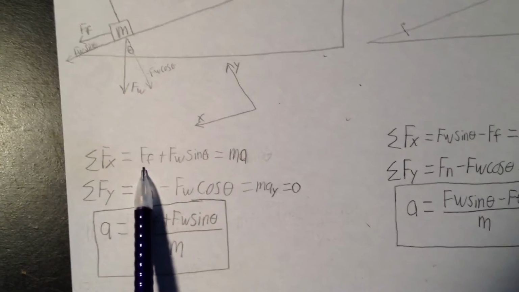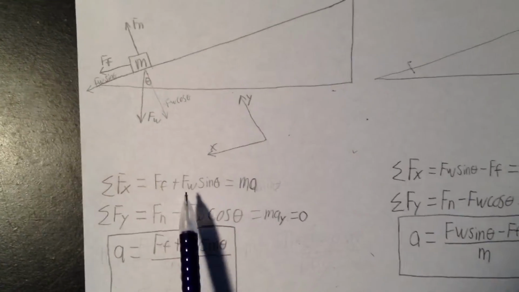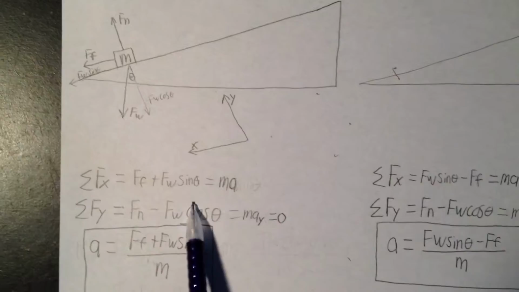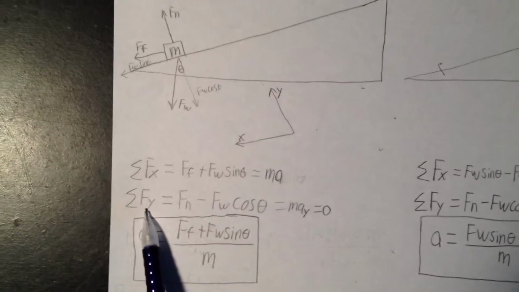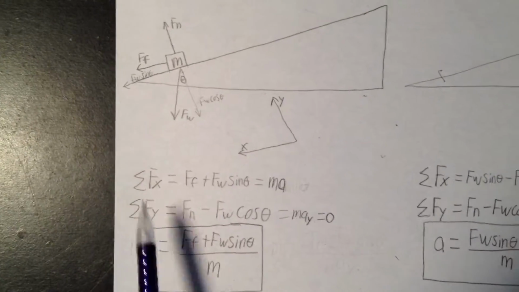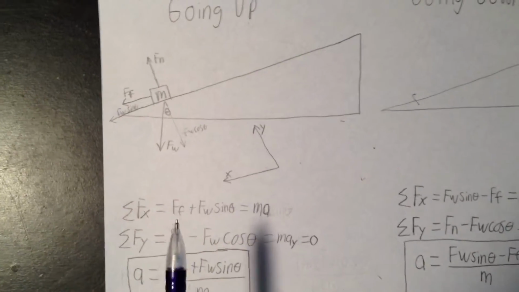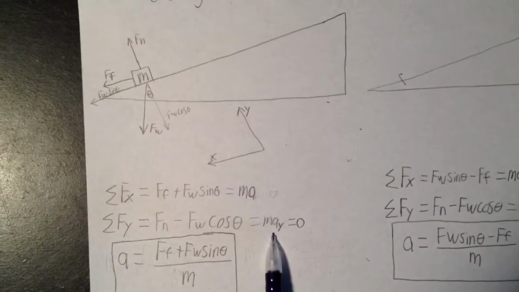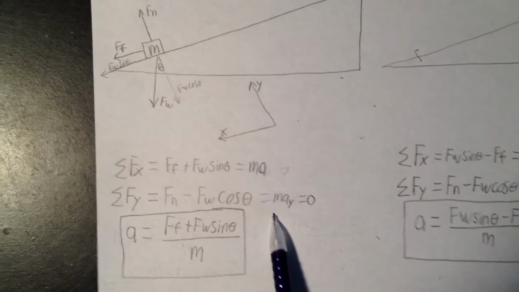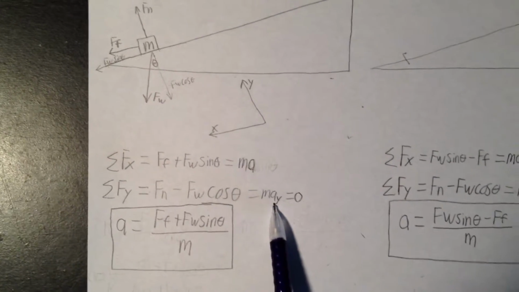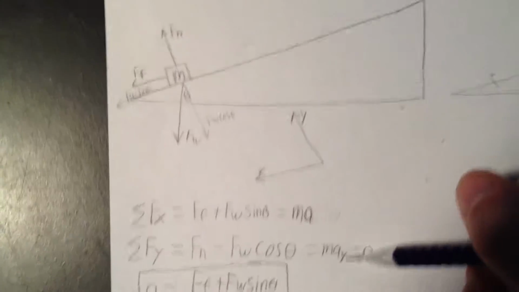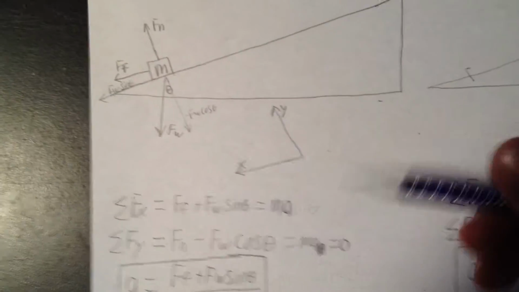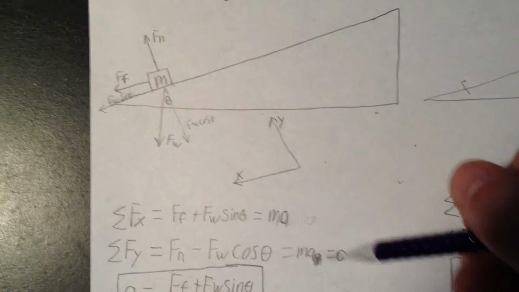So right here we have the sum of the forces in the x direction is the force of friction plus the force of the weight times sine of theta equals mass times acceleration. And the sum of the forces in the y direction would be the normal force minus the force of the weight times cosine of theta, which equals mass times acceleration, which equals 0. This shouldn't be a_y, it should just be regular a, because these two accelerations are the same.